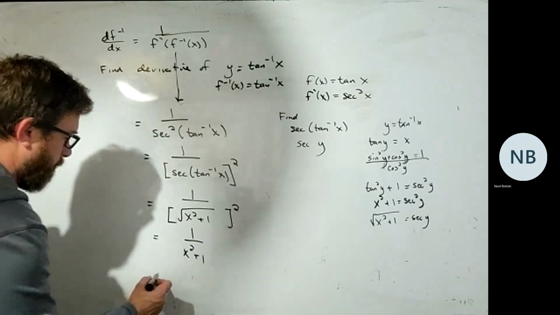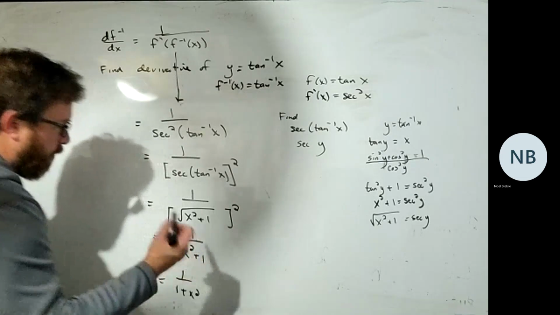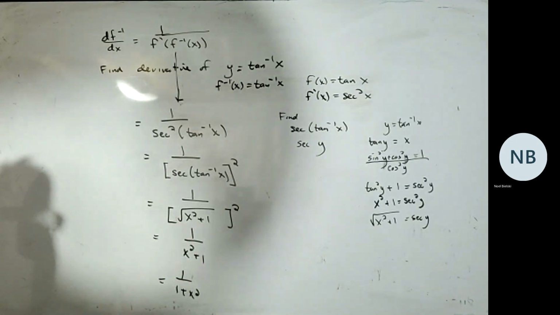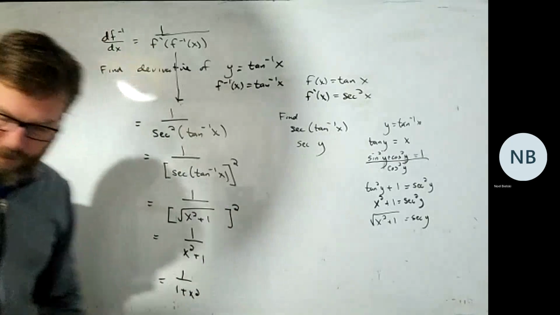The formula gives you 1 over 1 plus x squared, but those are equivalent. It's the same exact thing. So that's really where those things come from. It's just manipulation of the Pythagorean theorem along with this derivative of the inverse.